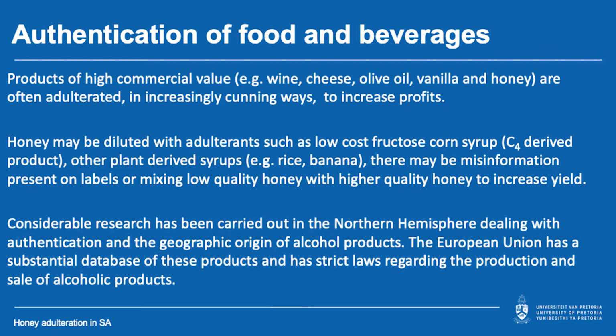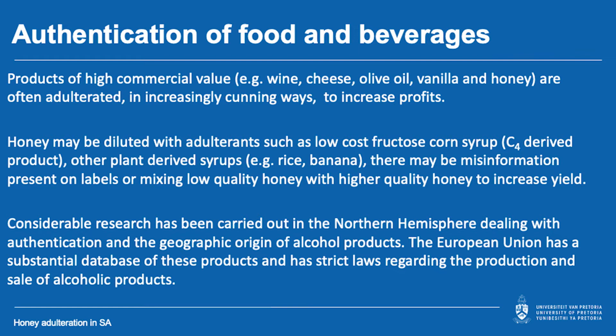And this can be done in a number of different ways, including using items such as low-cost fructose or corn syrup, which is a C4-derived product. I'm going to go into a little bit more detail about what a C4 product is. Other plant-derived syrups such as rice syrup or banana syrup. There may be misinformation on labels, and there's often also mixing of poor quality honey with high quality honey to try and increase yields, and this mixed product is then sold as the higher quality honey at a higher price, obviously.